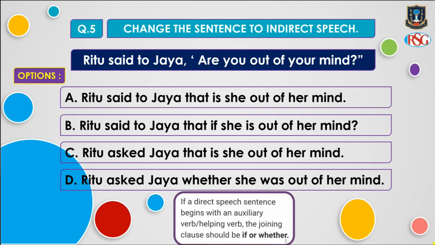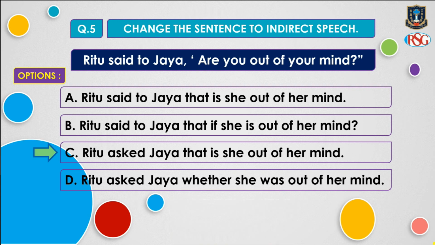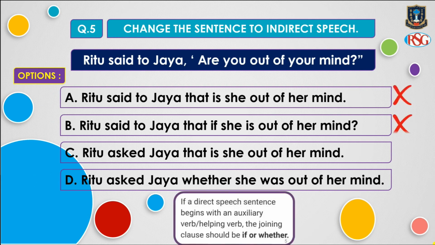All right. So in the first option, you don't have a joining word, you don't have two clauses joined with if or whether. Okay, either you have to use if or whether. You need not use both. Either you can use if or whether. Okay, so option 1 doesn't use the word if or whether. Option 2 also doesn't. Option 3 also doesn't. You have option 4 there. The sentence says Ritu asked Jaya whether she was out of her mind, or you can also say Ritu asked Jaya if she was out of her mind. So here your answer is option 4.